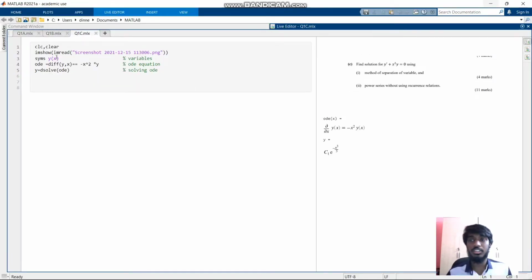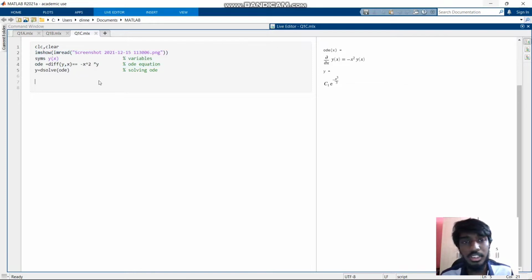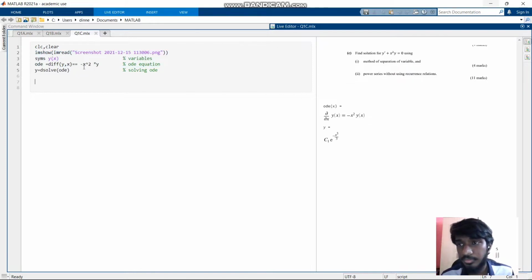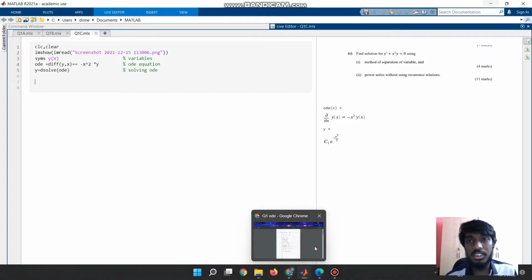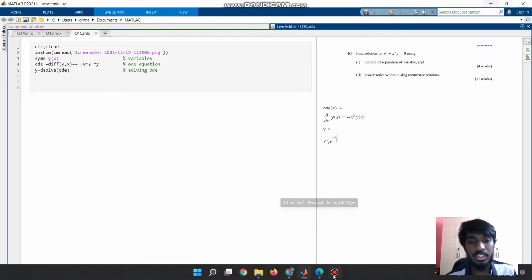This is question 1c, the method of separation of variables and power series. Here I use the code, where dsolve is for solving this ODE. The answer I obtained in MATLAB is C1 exponent negative x cubed over 3. As a conclusion, by the simulation and the manual method, the answer is the same. That's all from me. Thank you.